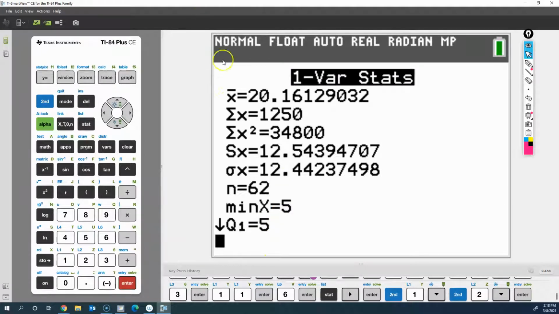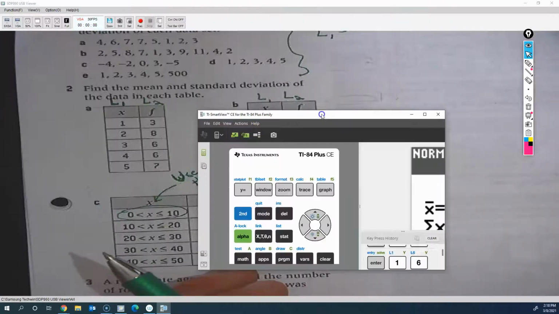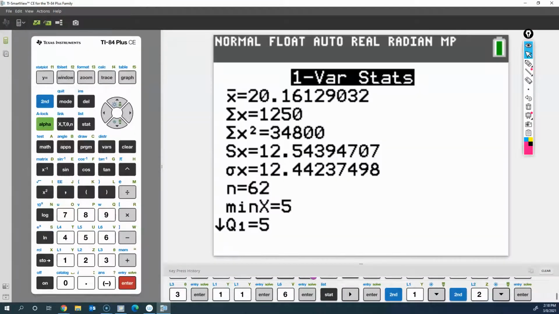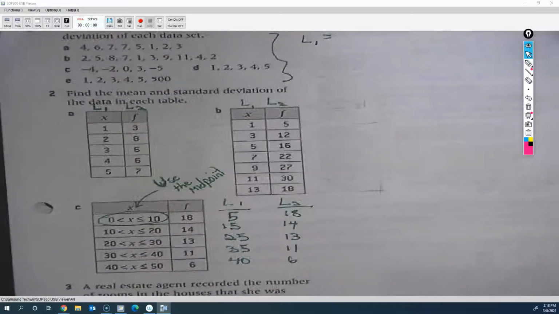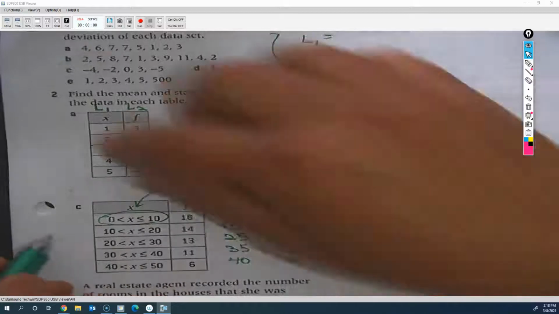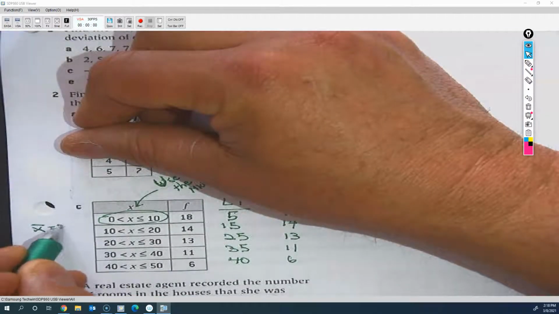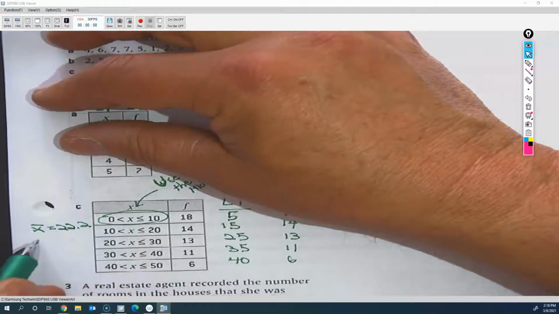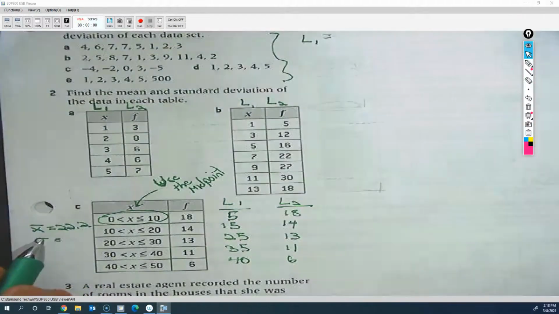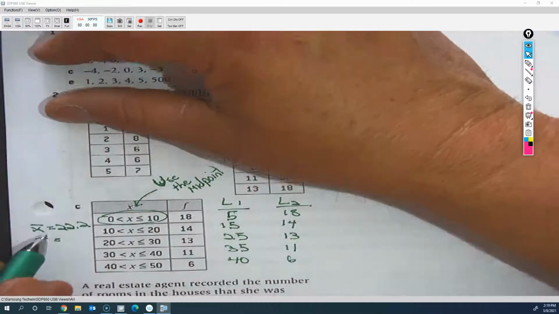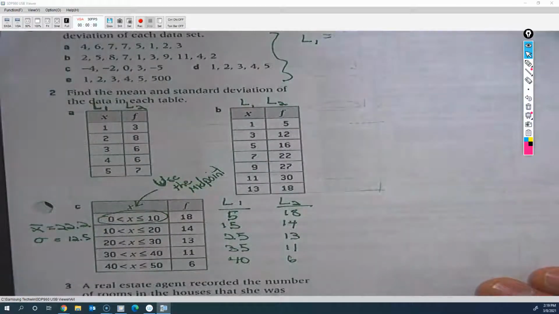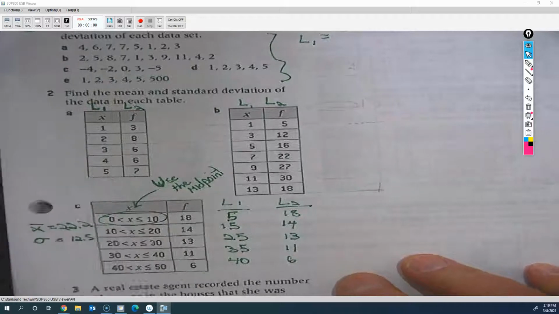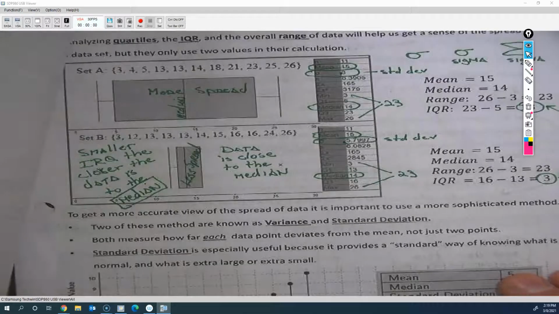So for part C, my average is 20.2. And my standard deviation is 12.4. So this one would be, my average was 20.2. And my standard deviation was, what was it again? 12.4. So that's what you're doing on all these guys. It's really straightforward.